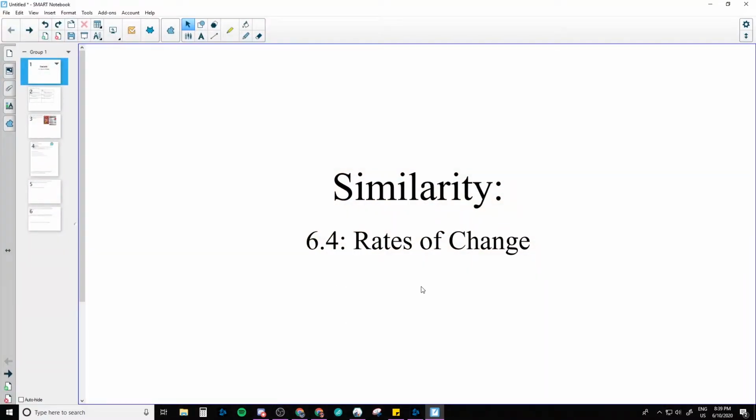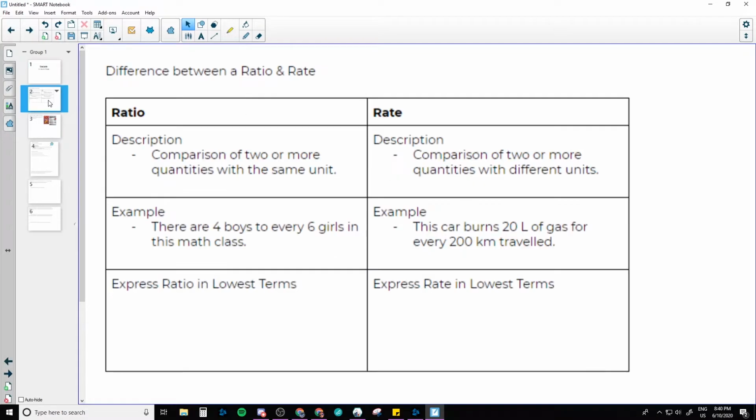We're going to talk about rates of change today. This is going to feel a little bit like review, okay? It's going to remind you a lot about the stuff that we covered earlier in the year when we talked about rates and ratios, unit rates, and things like that. So first, we're going to talk about what is the difference between a rate and a ratio.